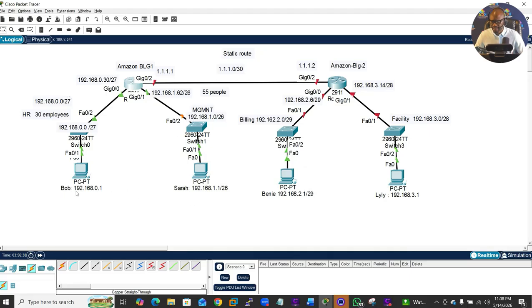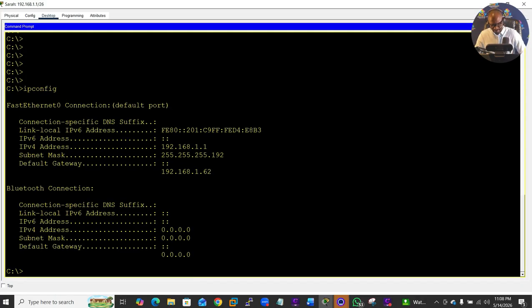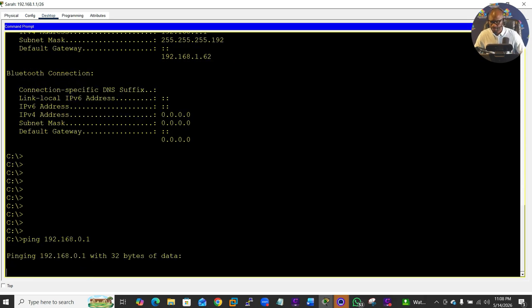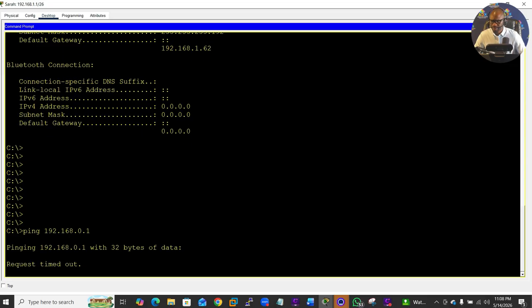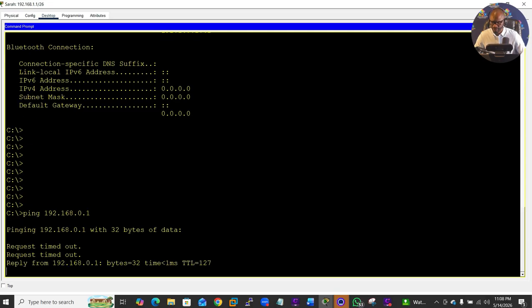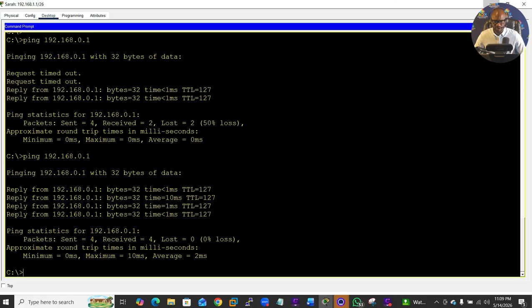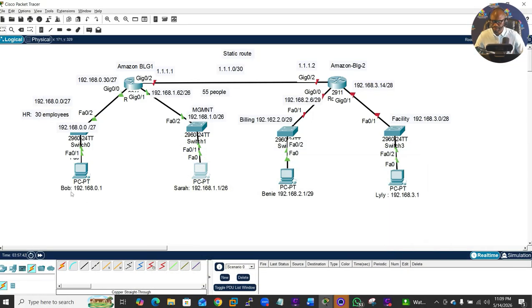So we have Sarah and Bob. Bob and Sarah can now communicate, so we test that by running the ping command. From Sarah, we can ping 192.168.0.1, and we should wait for the connectivity test. The first ping will time out, and the last three should technically be successful. As we can see, the third one was successful. Now it's working. So the router can now establish communication between its LANs, right? We've got LAN 1 for HR and then LAN 2 for management.